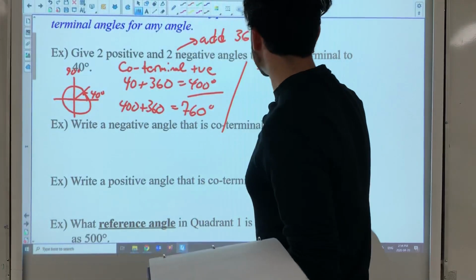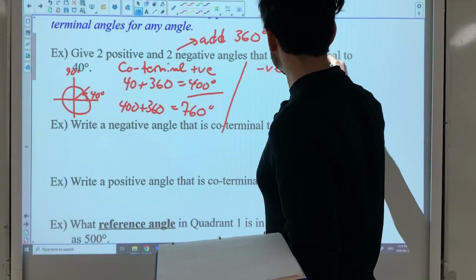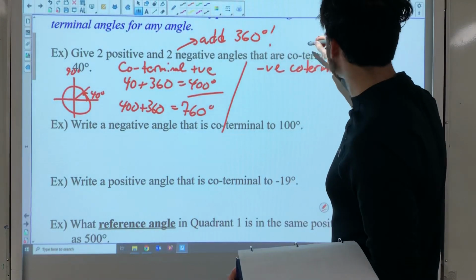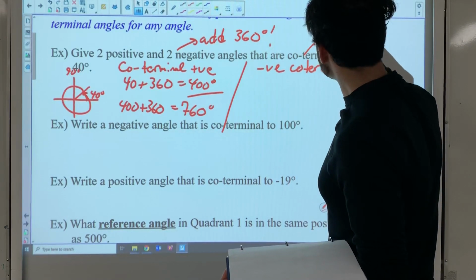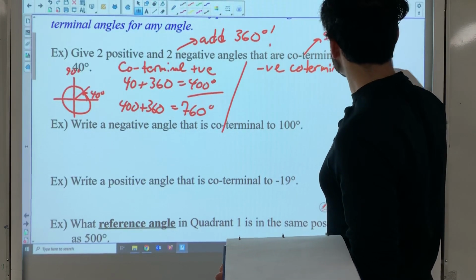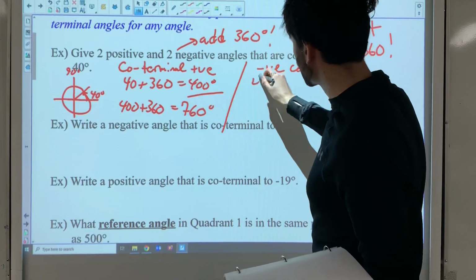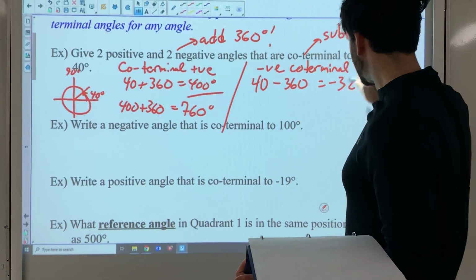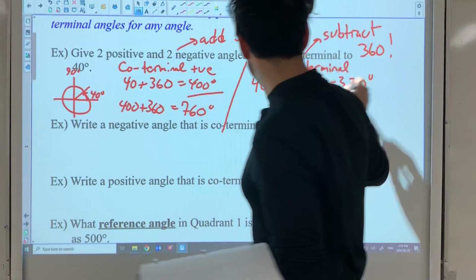If I want to find negative coterminal angles, then I simply rotate in the opposite direction. So I would subtract 360 degrees. Okay, so I can take my 40 degrees, I can subtract 360, and I would get negative 320 degrees. Again, I can take the negative 320.